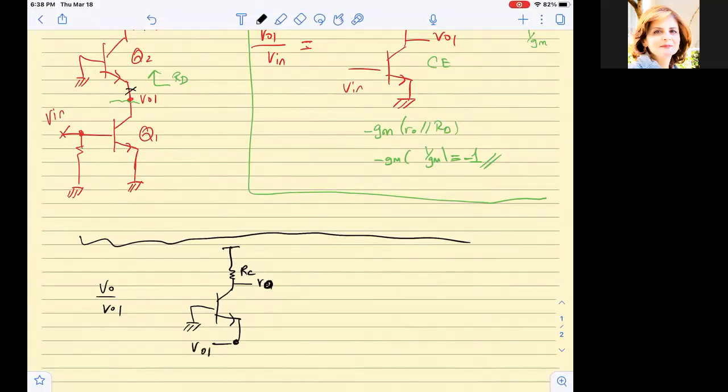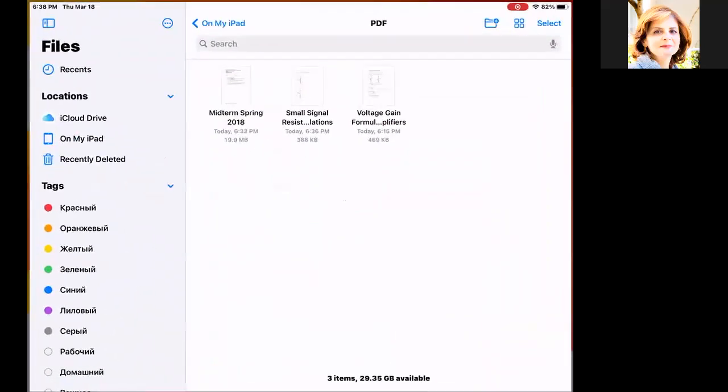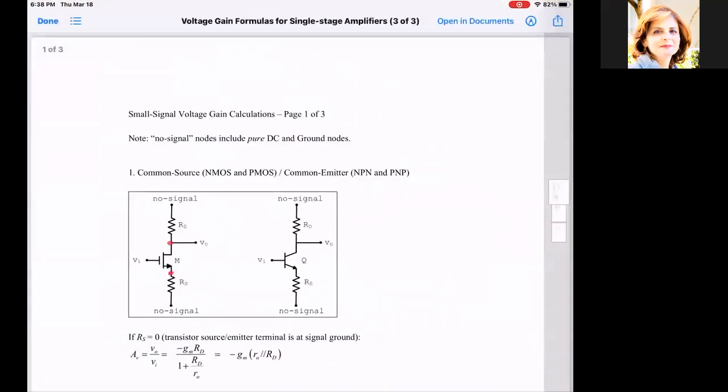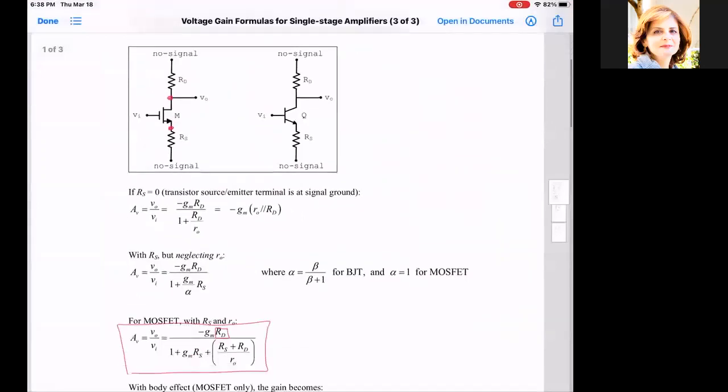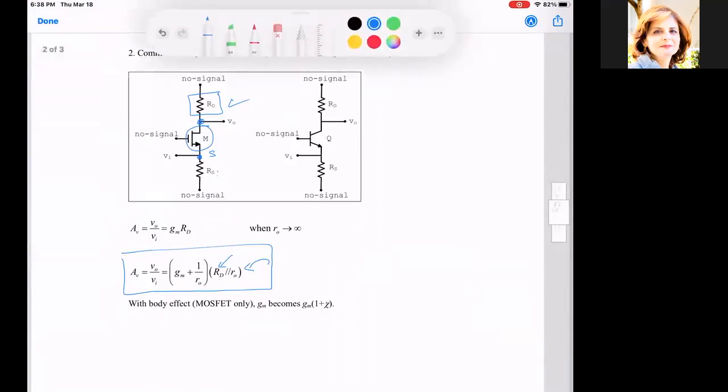Okay, the equation for this, from the voltage gain sheet, I will take automatically from the case where we have the common base, the one we had a little while ago. It is going to be GM plus 1 over RO, times RD parallel to RO.